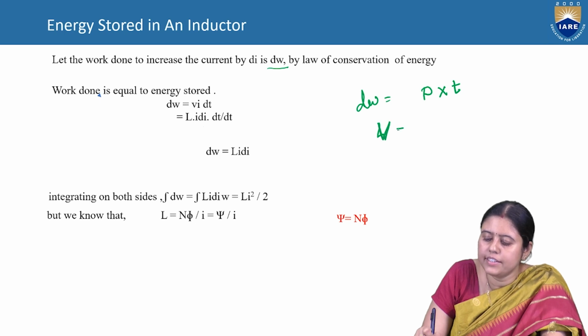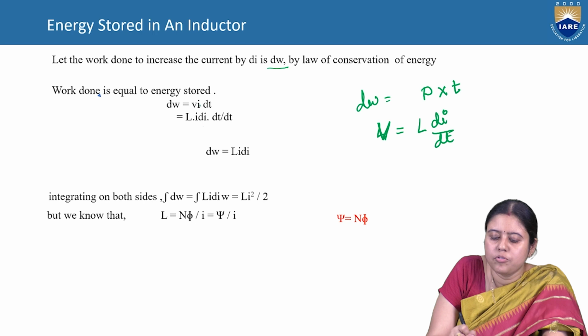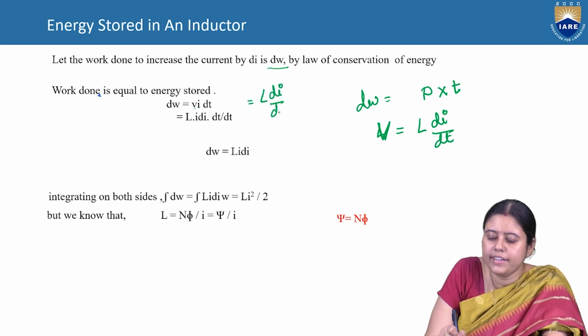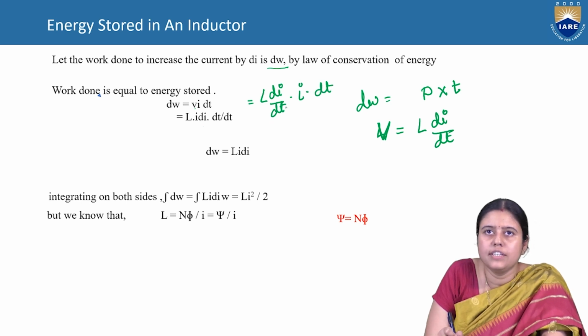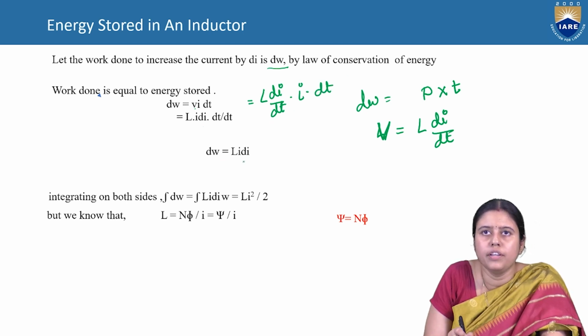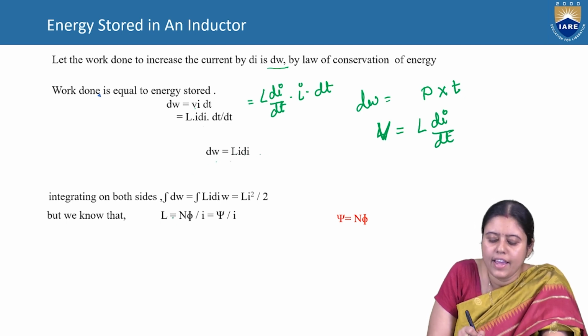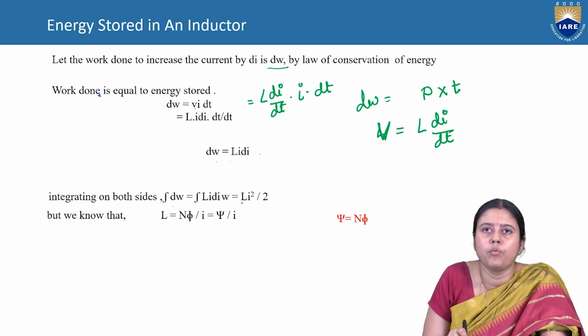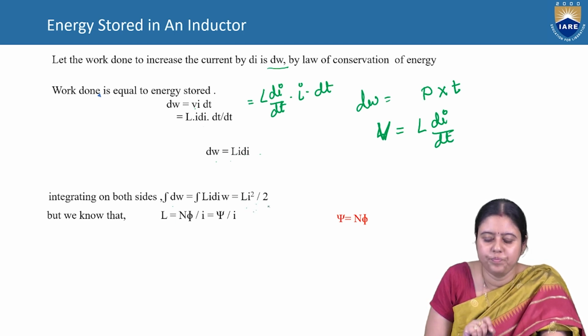What is the voltage in an inductor? V equals L di by dt. So in the place of V we are writing L di by dt into I into dt. So dt will cancel out, and we will get dw is equal to L I di. If you take the integration on both sides, we will get L I square by 2.